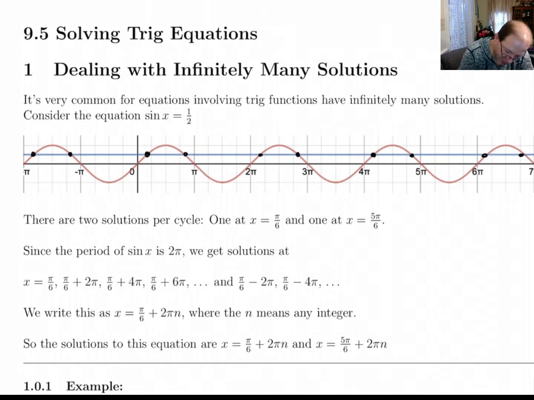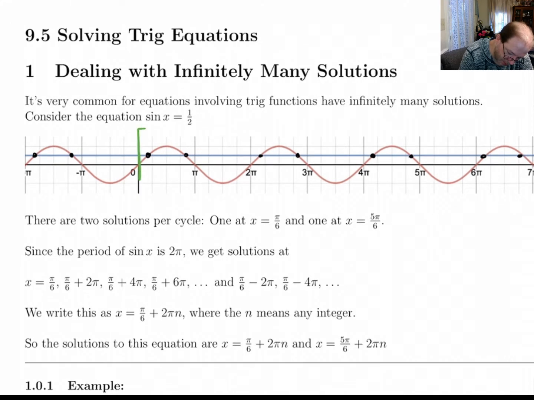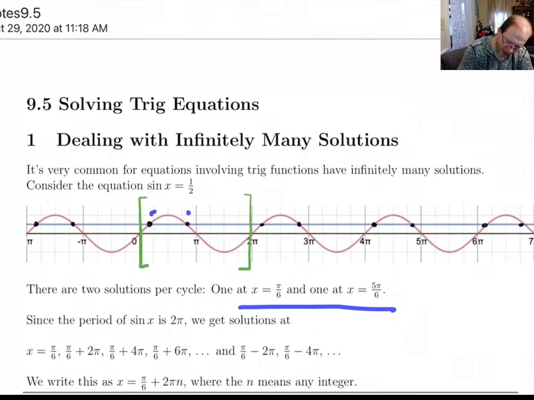So first up, let's just look at between 0 and 2 pi, like the first cycle of sine. Inside of there, we've got two solutions. We've got pi over 6, and this other one is 5 pi over 6. I've got that written here, but let's talk about how to find that.